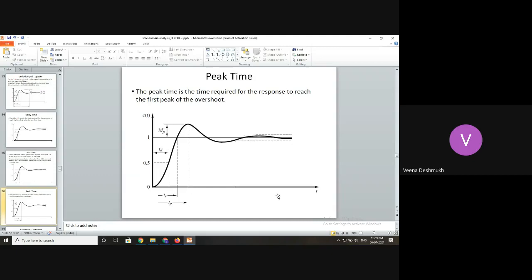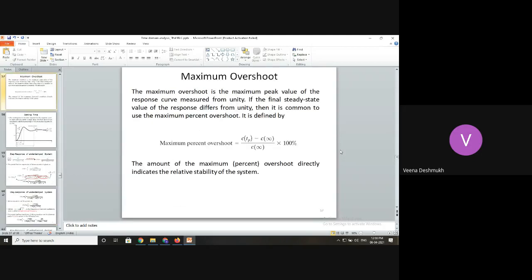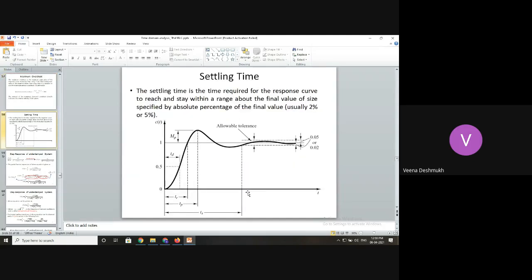So here you can see individually what the peak time is. Peak time is the time taken for the first overshoot. Here the maximum overshoot is the maximum peak value. This is what we discussed. Now settling time is nothing but the time taken to attain the steady state value.